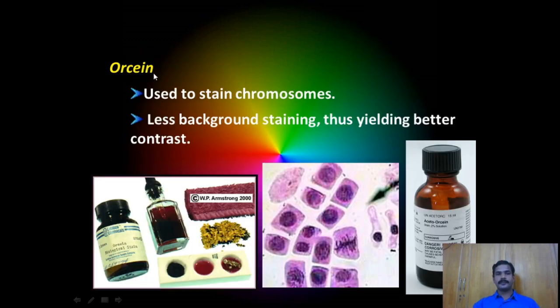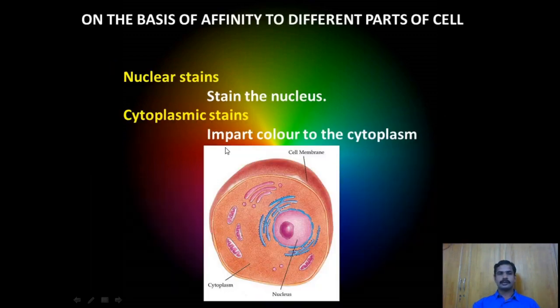Then orcein is used to stain chromosomes, and this produces less background staining, thus yielding better contrast. So the result is more contrast than other stains.